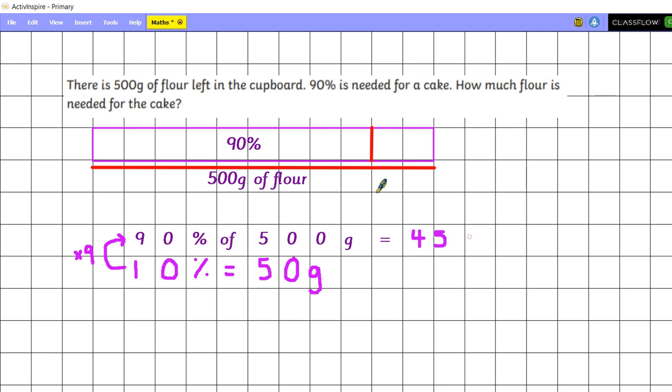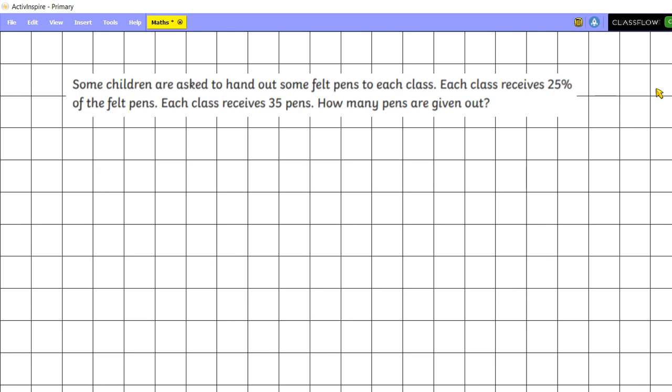Now, I asked for a bit of a challenge, blue and green group, to see if they could actually find 2 ways of doing this. So another way of doing this would be to find 10%, and because we need 90, it's out of 100, don't forget. Well, 100% is this. So take away 10% will leave me with 90%. So therefore 500 grams, take away 50, gives me the answer 450. So very well done if you're in blue or green group and you found another way of doing that.